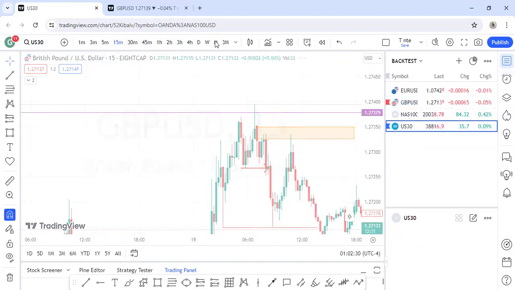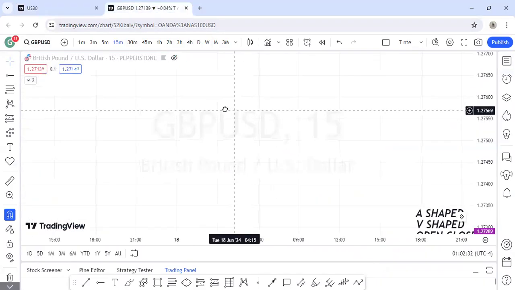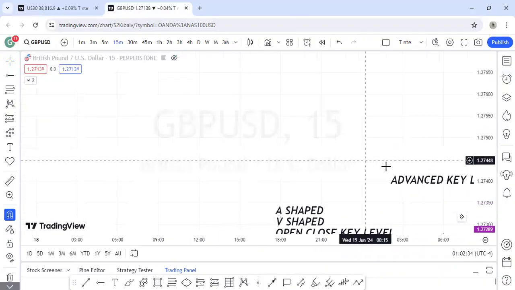So let's talk about advanced key levels, right? So advanced key levels, when we talk about advanced key levels, we have 3 of them, right?